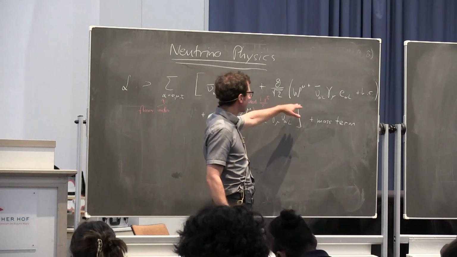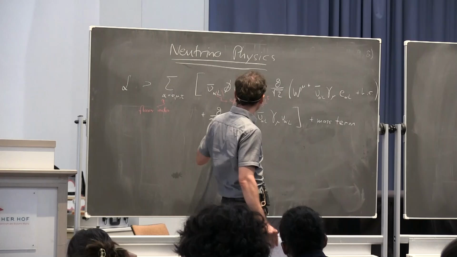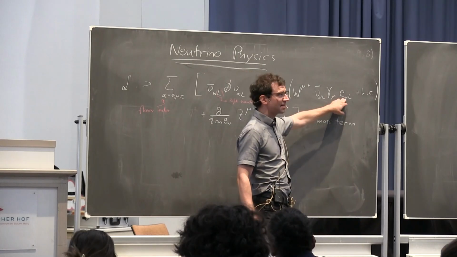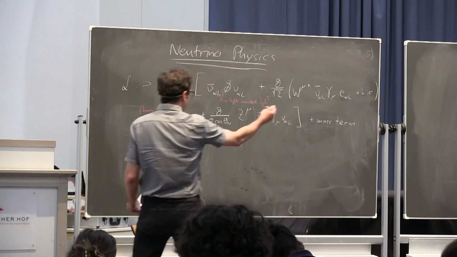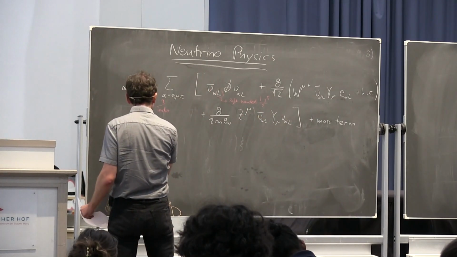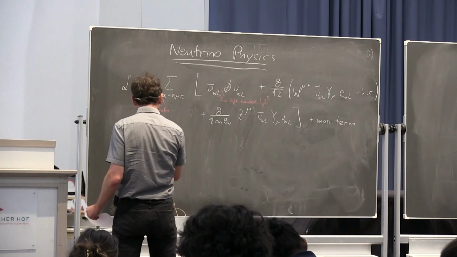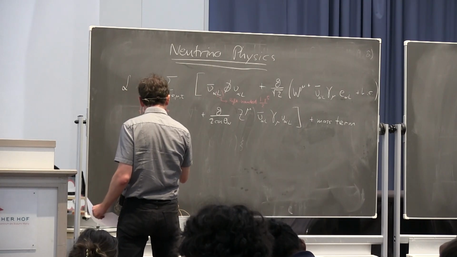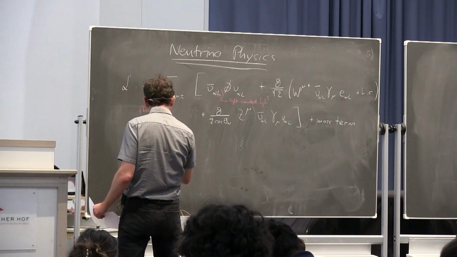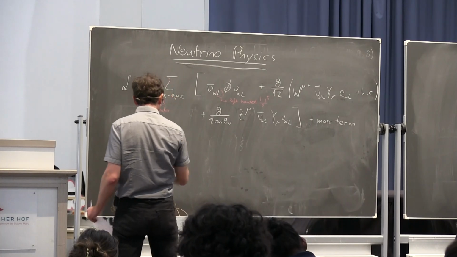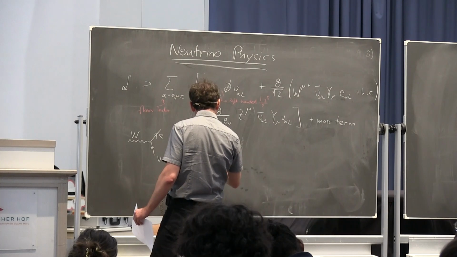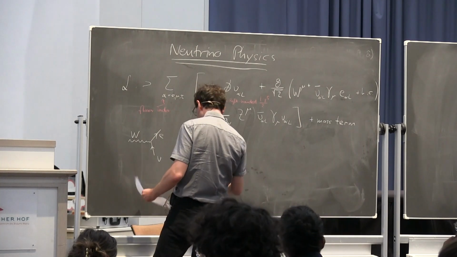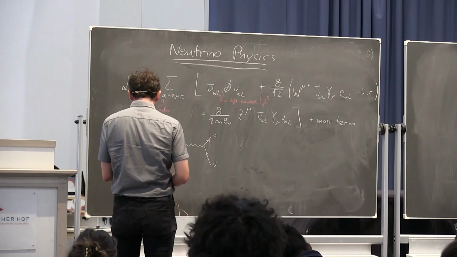Right, and I think the rest of the notation should be pretty obvious: the W and the Z boson fields, and here the charged lepton fields. And of course, in terms of Feynman diagrams, the vertices I've drawn here are, as usual, the W coupling to a neutrino and an electron, and the Z coupling to the neutrino.